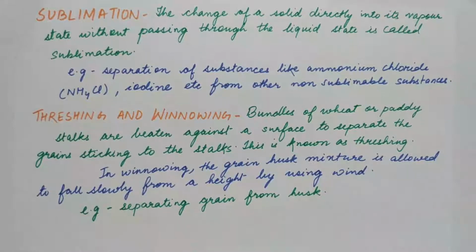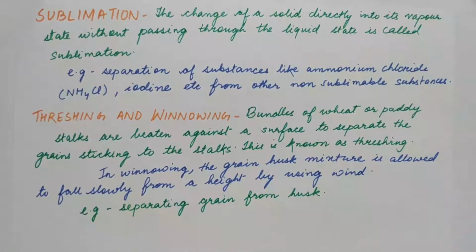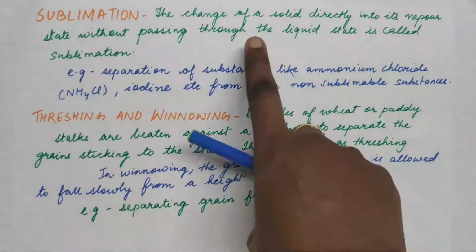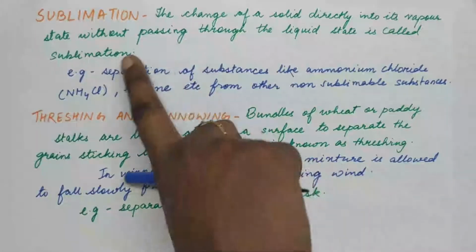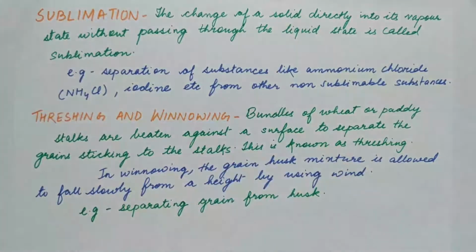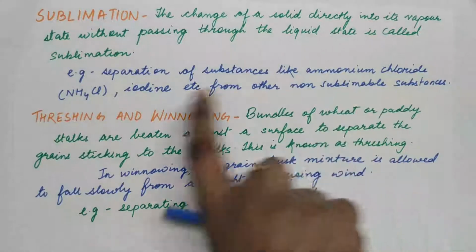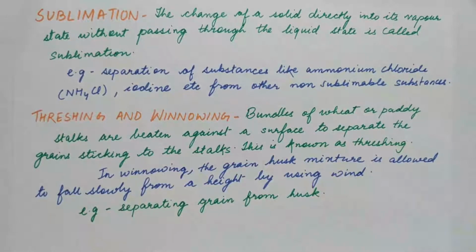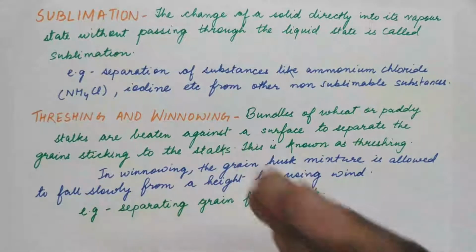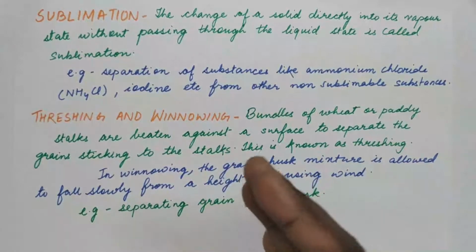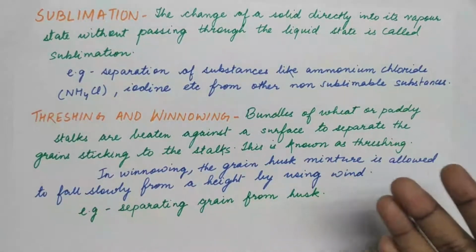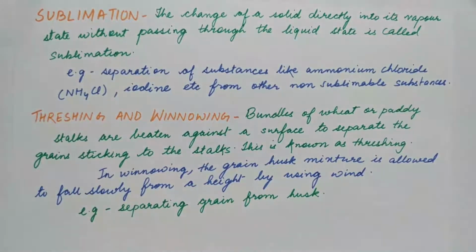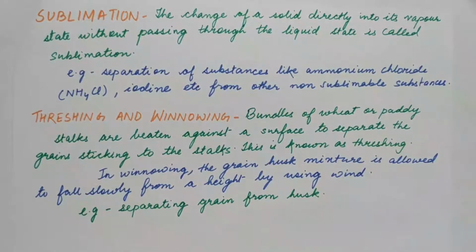Our next method is sublimation. Sublimation is a method by which the solid directly changes into the vapor state without passing through the liquid state. And there are many substances which are sublimable, like ammonium chloride, iodine, naphthalene ball. So when there is another component which does not sublime, we can easily separate the sublimable substances from the mixture.